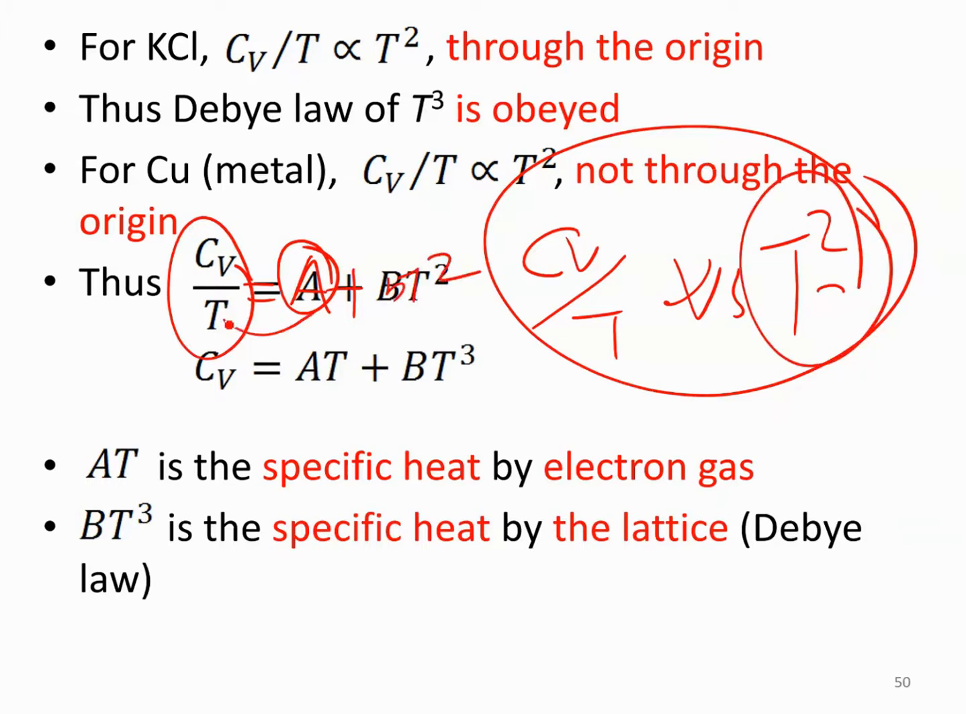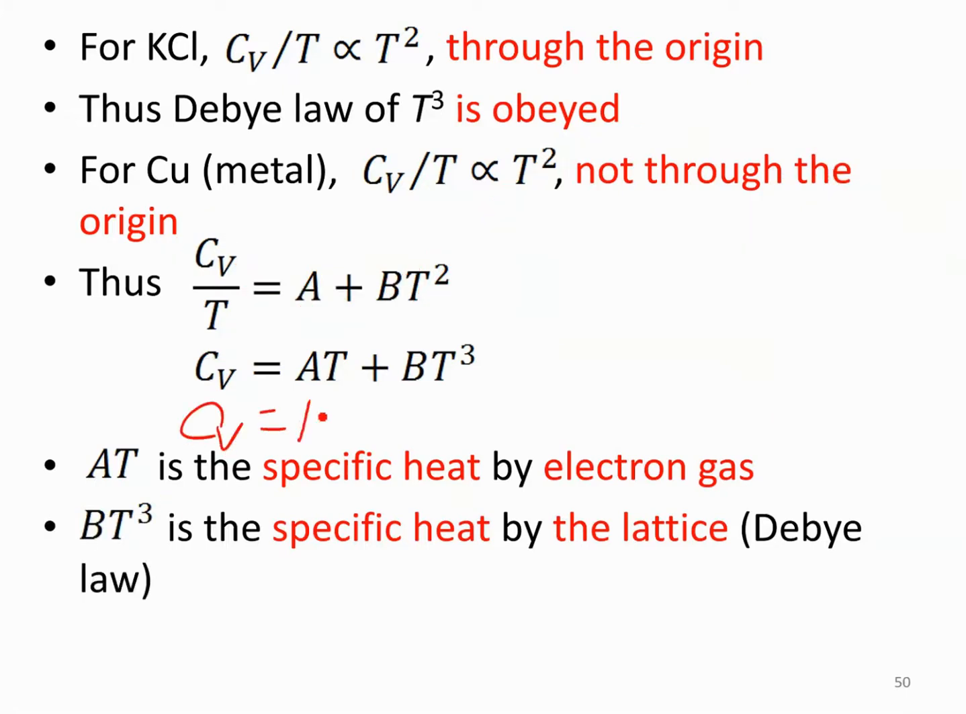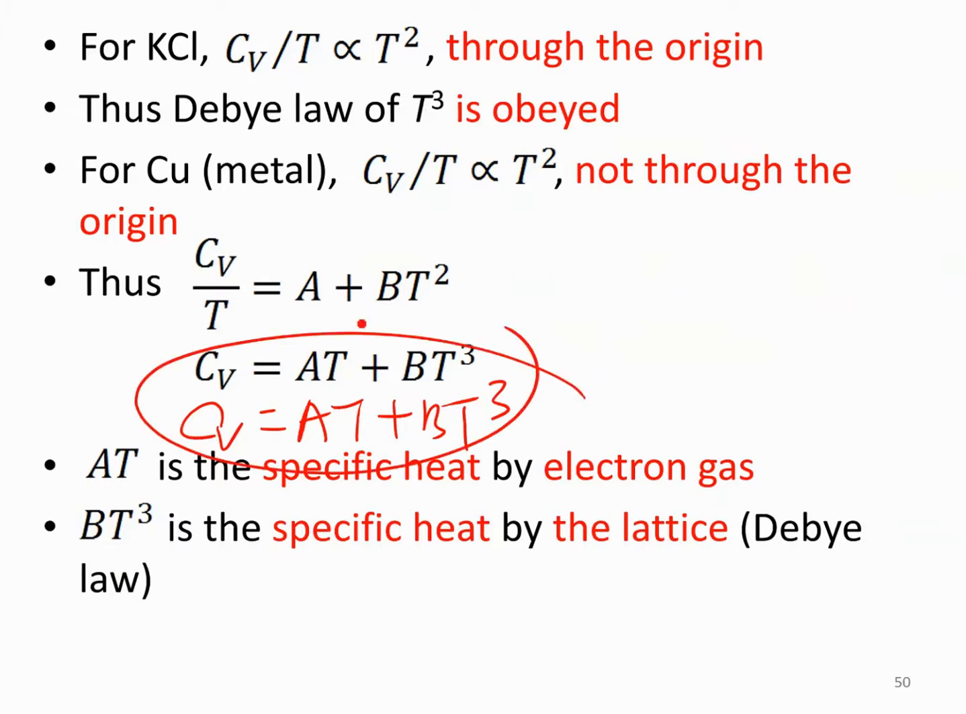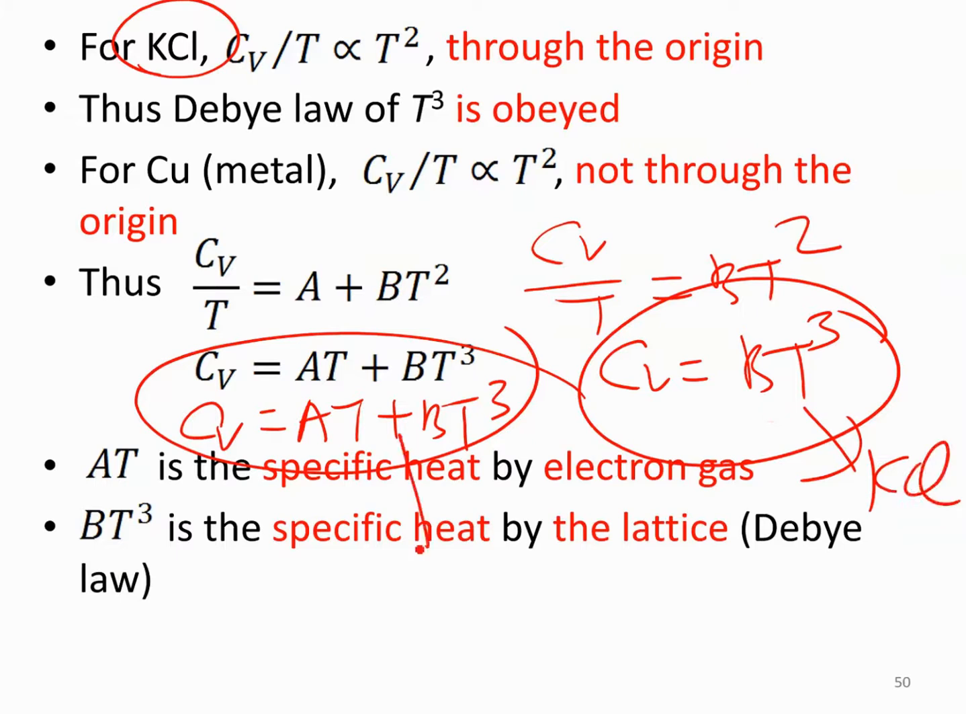So when you move the T to the right hand side, you will get CV equal to AT plus BT power of 3 for copper. But for potassium chloride, CV over T equals BT power of 2, then CV equals BT power of 3. This is for KCl. This is for copper. So you can see there's one difference. Here we have AT, but here we don't have AT.